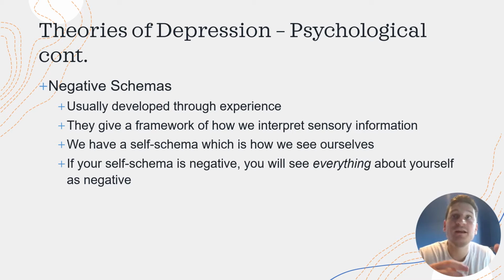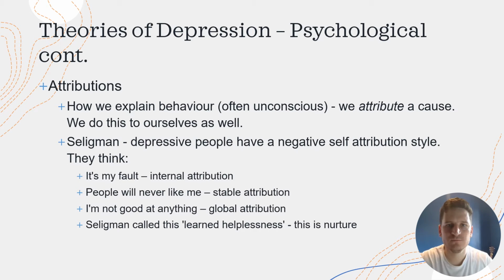They will think that the future is not going to get better, and they'll think everything about themselves isn't worthy, isn't good. Continuing on with this, you've got something called attribution theory. So attribution is the cause you link to something. So, if I throw a ball and it hits you in the head, you attribute that to me. Your attribution is that I've thrown it at you.